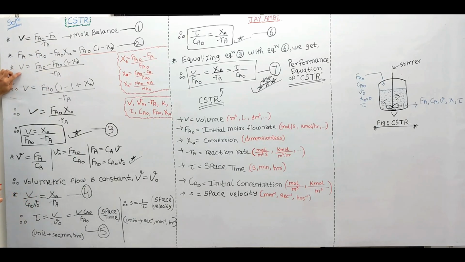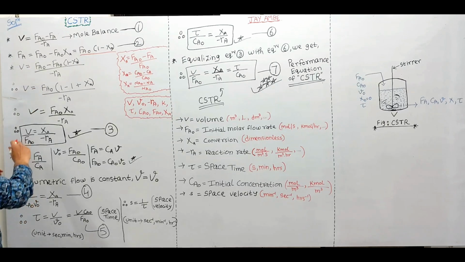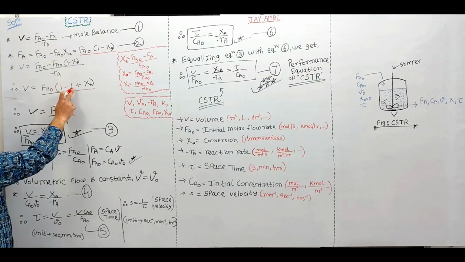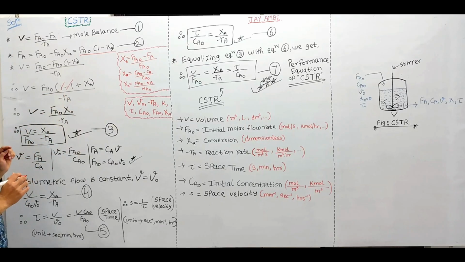So finally we have obtained V is equal to Fa naught minus Fa naught into 1 minus XA, upon minus Ra. Now from the numerator we are commoning out the Fa naught. So V is equal to Fa naught into 1 minus 1 plus XA upon minus Ra. From here the 1 will be cancelled off, so we are left with V is equal to Fa naught into XA upon minus Ra. I hope you have understood.